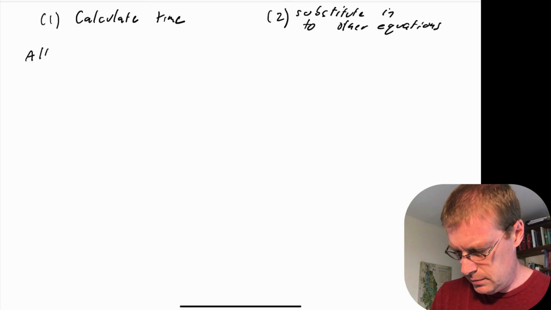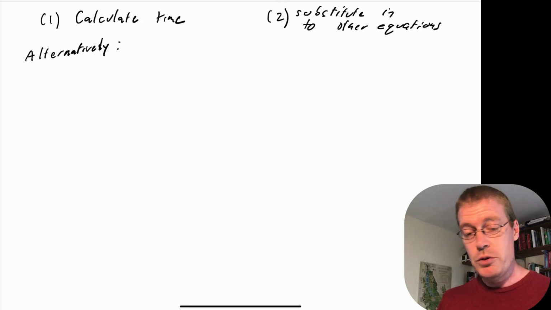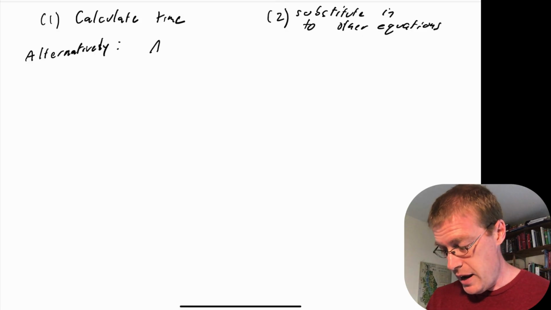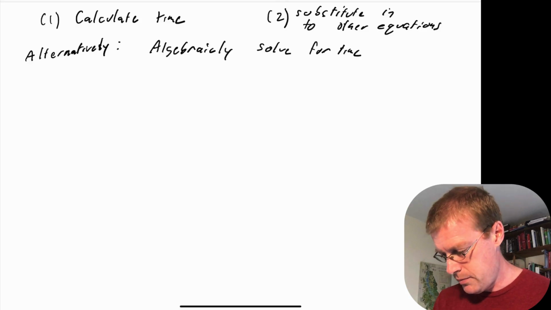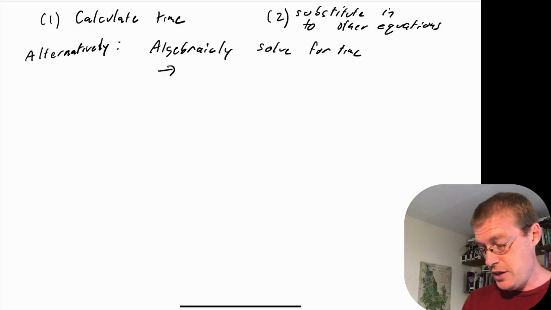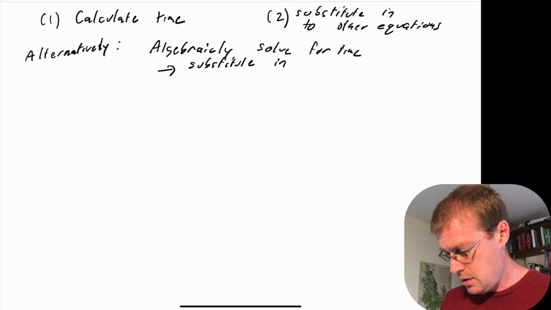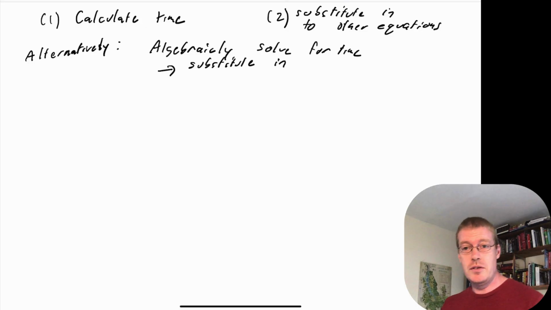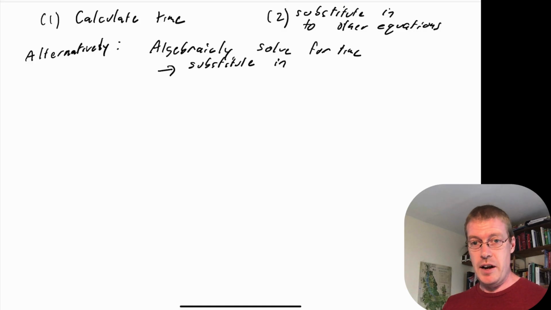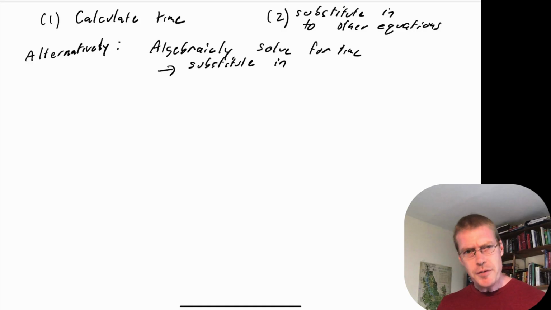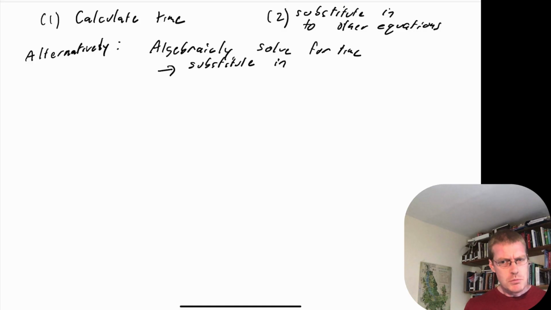Alternatively, we can use algebra to algebraically solve for time, substitute that into the other equation, and then we have a new equation which we can solve in a one-step method rather than two. And for simple problems, these two approaches more or less take the same amount of time, doing it as a one-step problem or a two-step problem. So you don't really have to worry about which one you do.